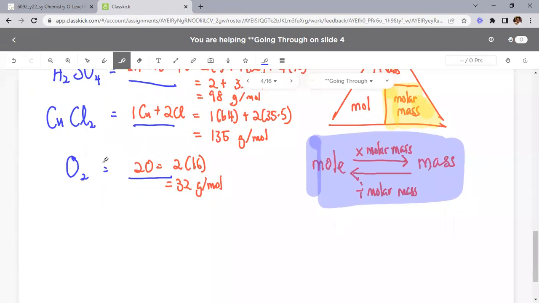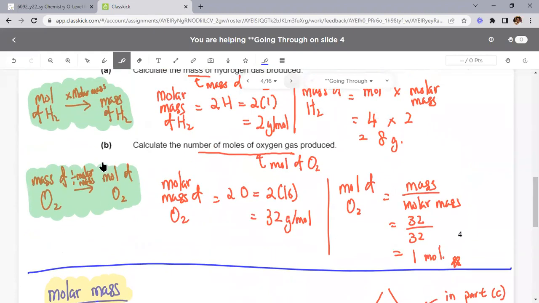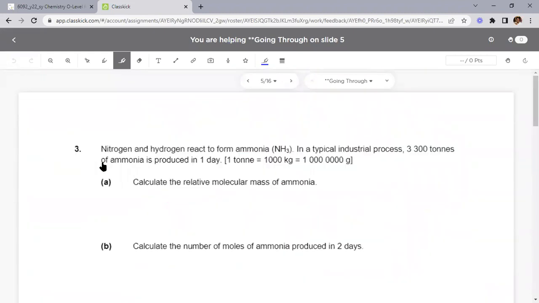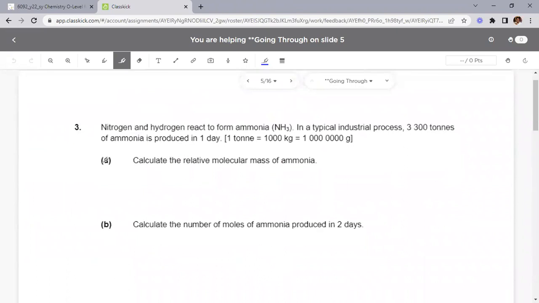So this is what we have done so far. Let's go on to the next slide. Now, nitrogen and hydrogen react to form ammonia. A typical industrial process: 3,300 tons of ammonia is produced in 1 day. Calculate the relative molecular mass of ammonia.